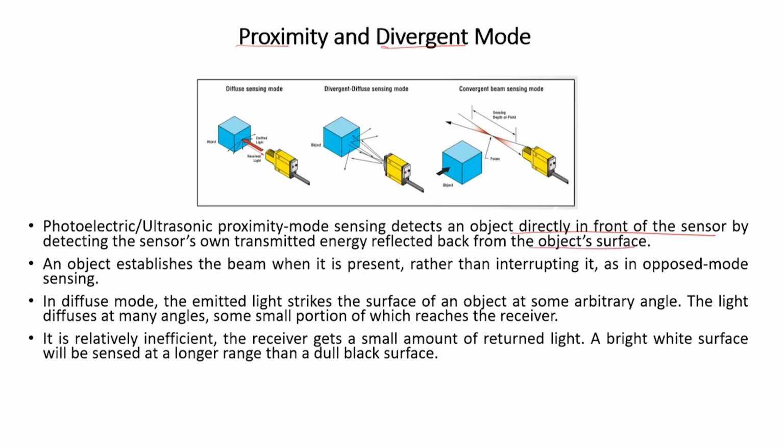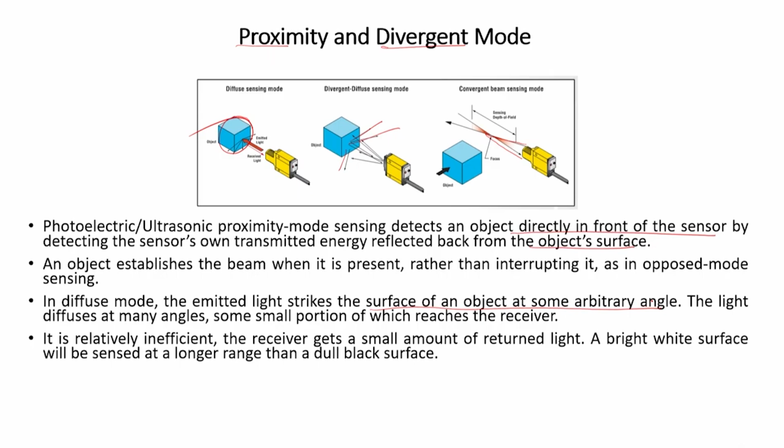So, in the earlier system that I told you about, it gets the energy reflected from the retroreflector. In this case, it takes the direct reflection from the object itself that reflects back. Now, once the signal hits the object, it can either create a divergence like this, or you can also create a situation where the light is focused to a point and then you get a convergent beam sensing. So, in diffused mode, the emitted light strikes the surface of an object at some arbitrary angle.